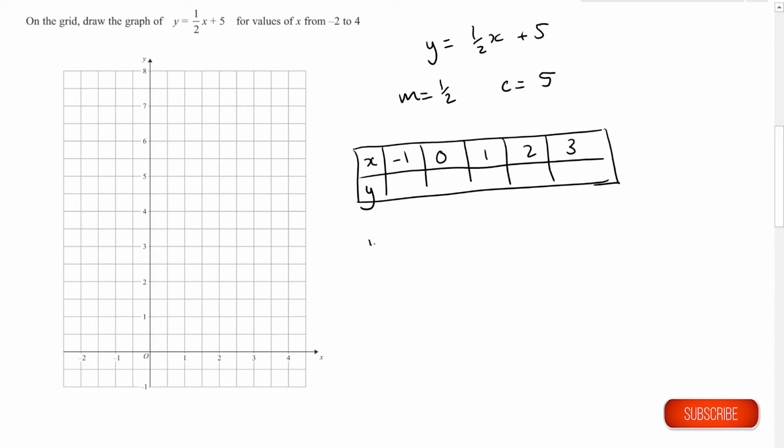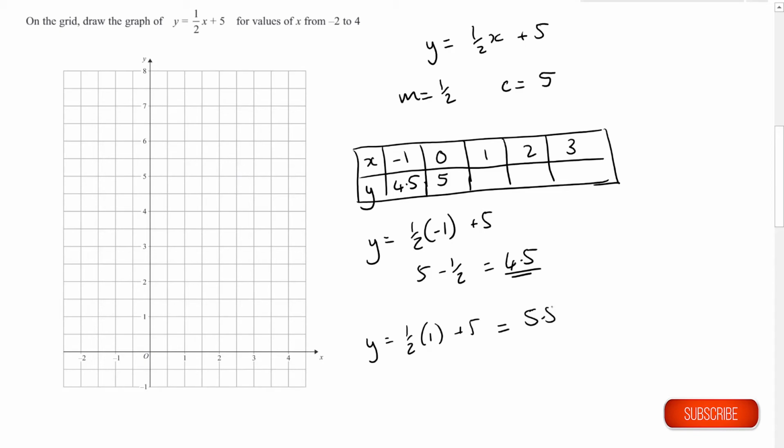So what we can say is, if we put y is equal to a half times -1 plus 5, this becomes 5 minus a half, which is 4.5. I'm going to write it as 4.5. So this one is 4.5. And if we have 0, we already know it's going to be 5 because that's our y-intercept. If we put a 1 in there, we're going to get y is equal to a half times 1 plus 5, which is 5.5.